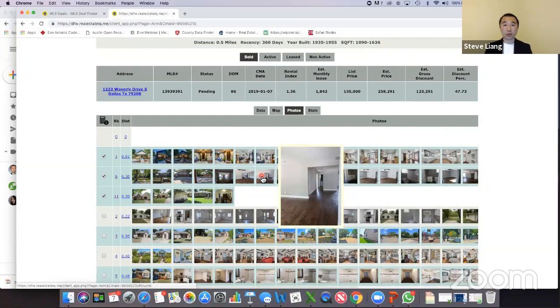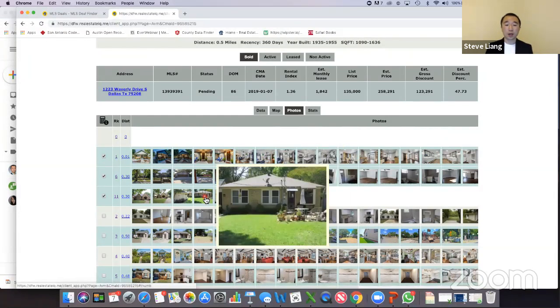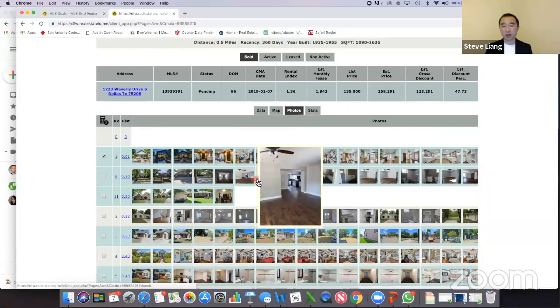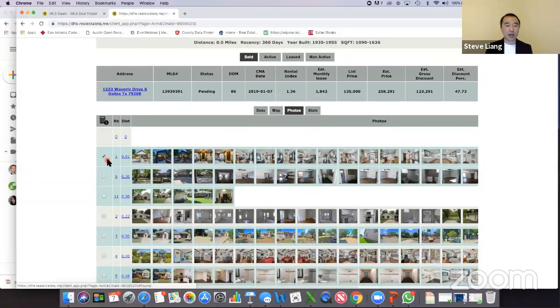So from photos is fantastic, because now we're using this fantastic tool, and we can get a good assessment of the value. And it looks like number 6 and 11 are not really good comps based on the quality. And now we're down to only number 1, which is not good. We only have 1 comp.